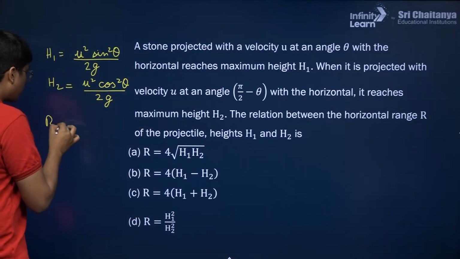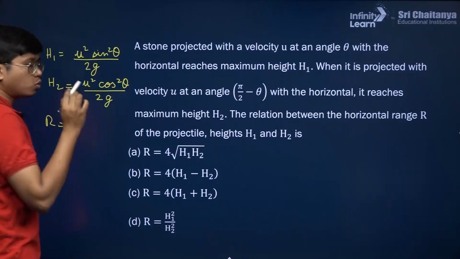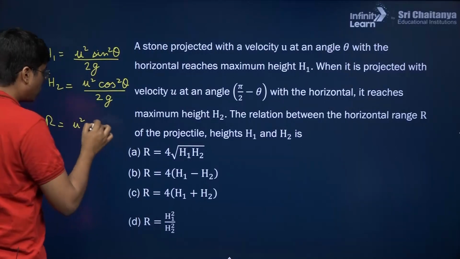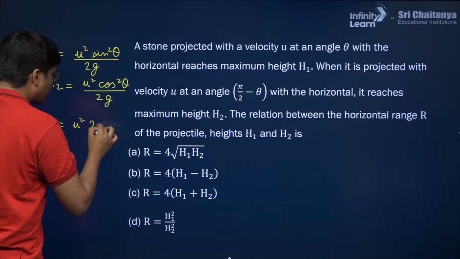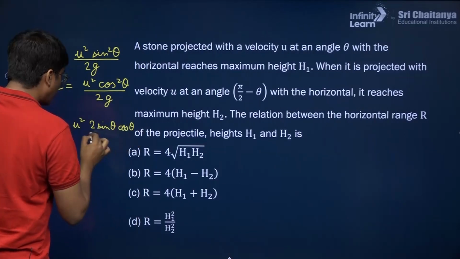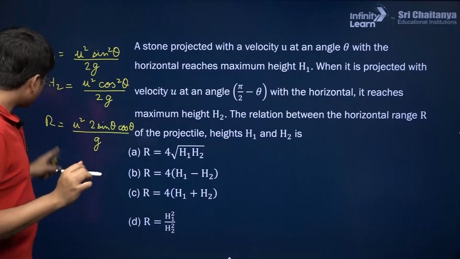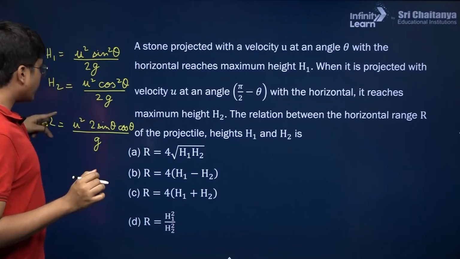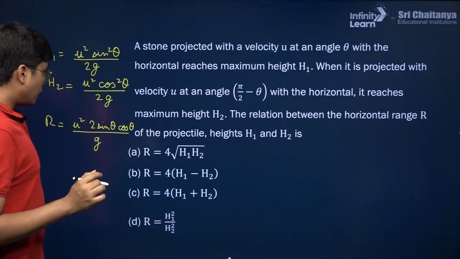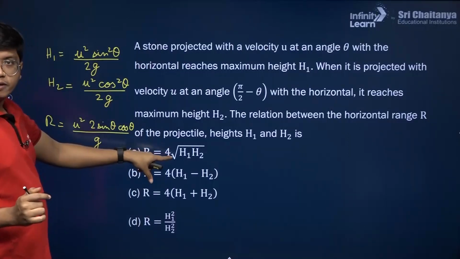Range relation is given by r is equal to u square into sine 2 theta by g, right? Sine 2 theta, which we write as 2 sine theta cos theta, divided by g over here. Now I have to relate h1, h2 with r. So let's try it out. Best thing is to look at these and to look over here.